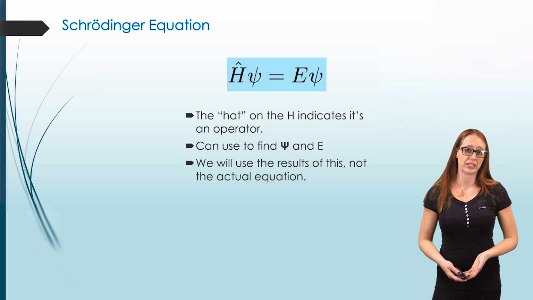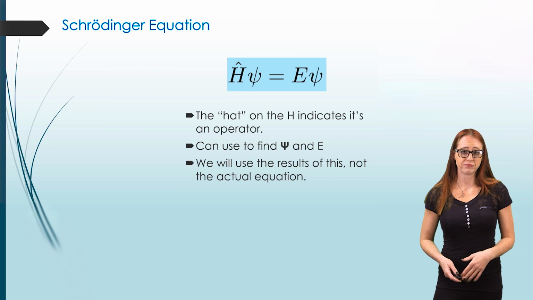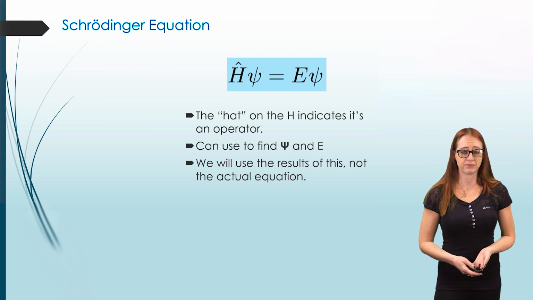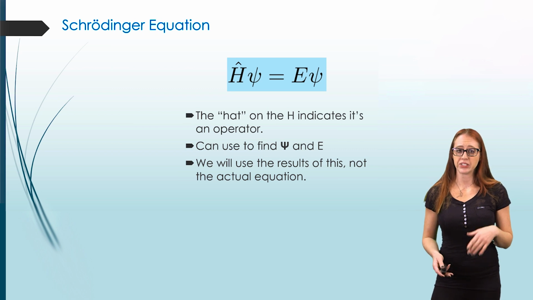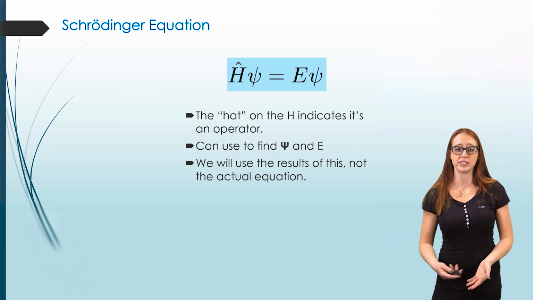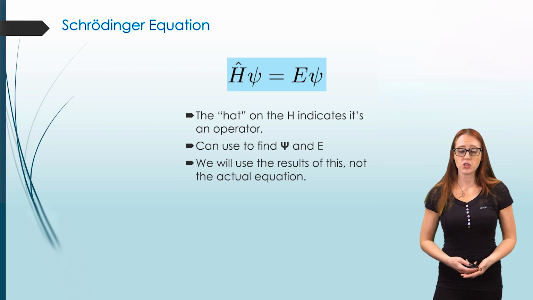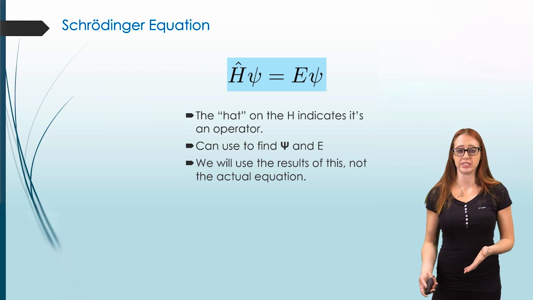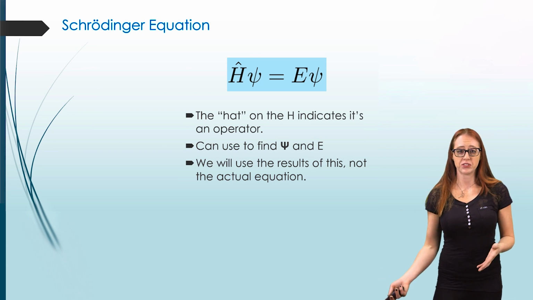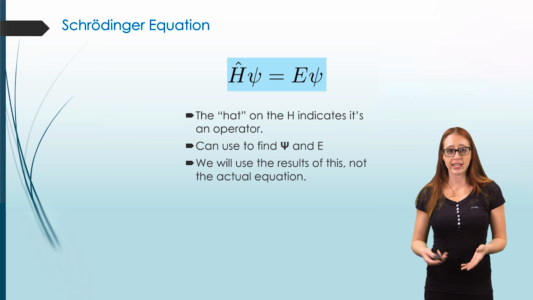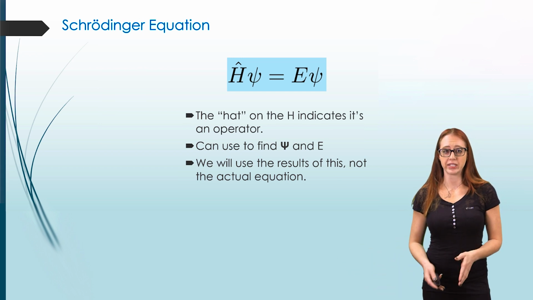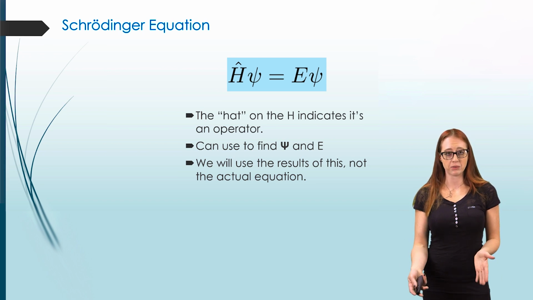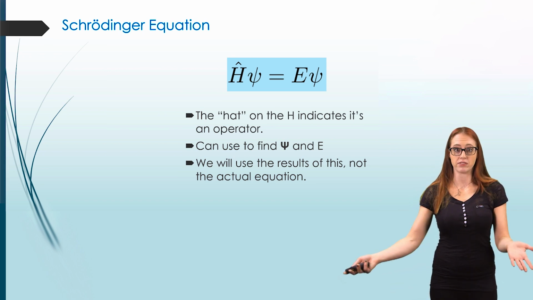However, there are still a couple of things that we can go through. First off, what is the little hat on the H symbol? This is called an operator. An operator is just something that operates on a function to yield a new function. In other words, it's something that changes the function a little bit and gives you a new function. If we look at the other side of the equation, we get energy times the wave function. So if we try to turn this into more English, we have an operator which operates on the wave function to give us the energy and the same wave function.